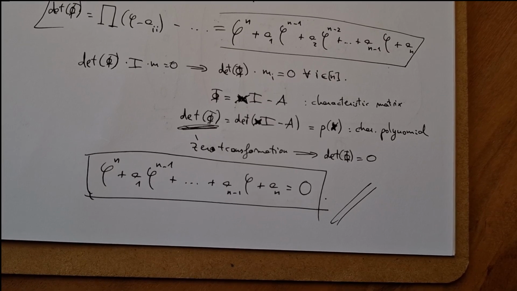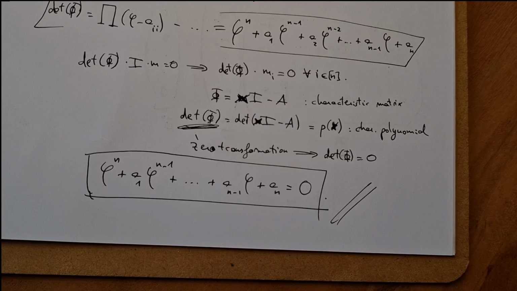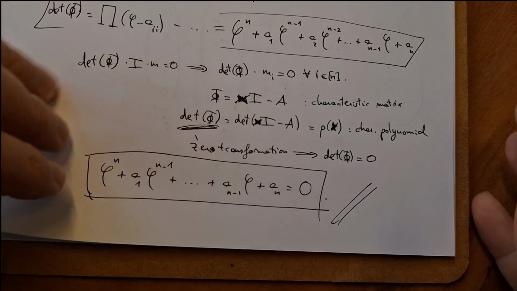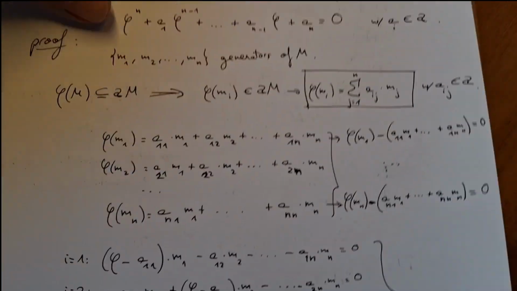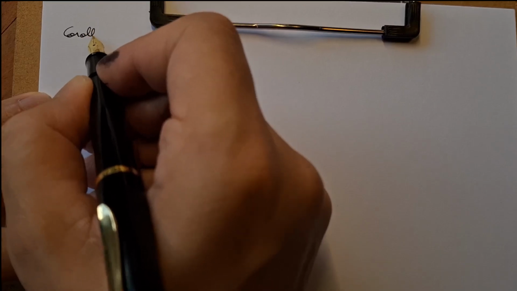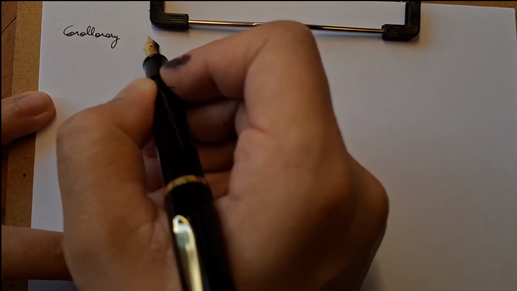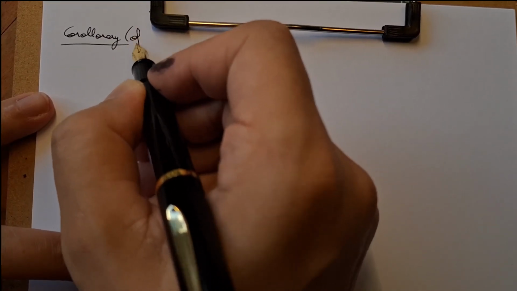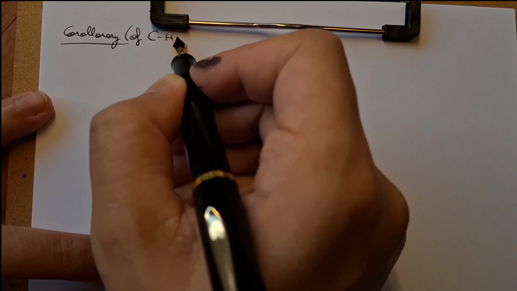Now, once we have this theorem proved, we can use it for a corollary. So let's go for that. Now, this is the corollary of the Cayley-Hamilton theorem.